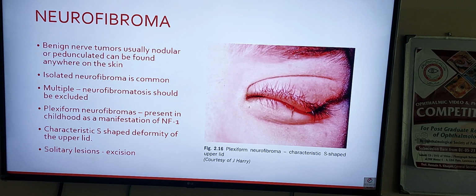Then we have the neurofibroma. As we know, neurofibromas are benign nerve tumors, and they are usually nodular or pedunculated and can be found anywhere on the skin. Isolated neurofibromas are common, and when there are multiple, we have to do the systemic workup for neurofibromatosis. Plexiform neurofibromas, as seen in this picture, present in childhood as a manifestation of neurofibromatosis type 1, and there is a characteristic S-shaped deformity of the upper lid. The solitary lesions should be excised, and if there are multiple, we have to take the multidisciplinary team on board and start the treatment.